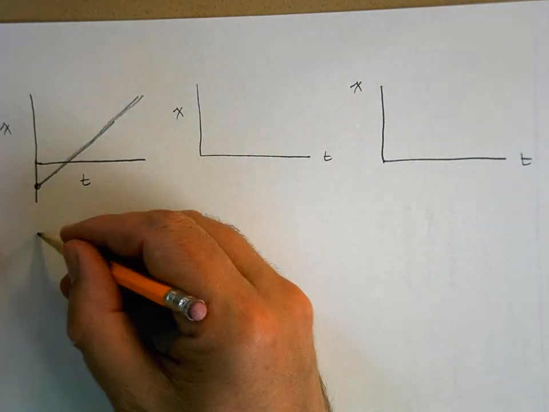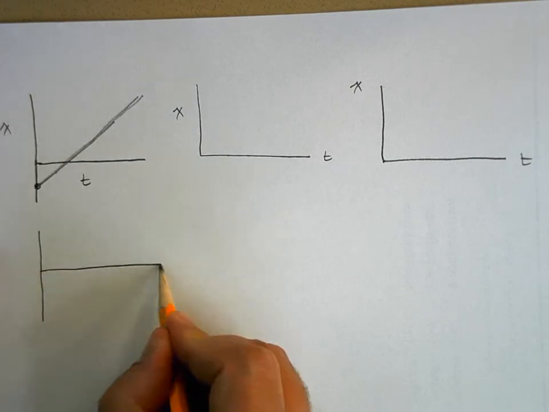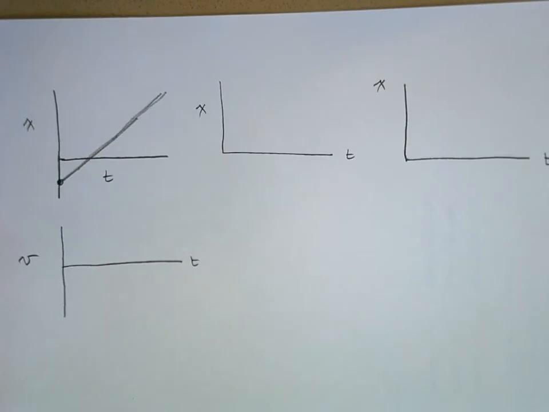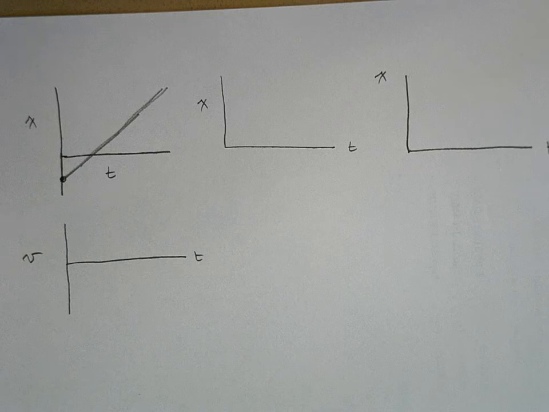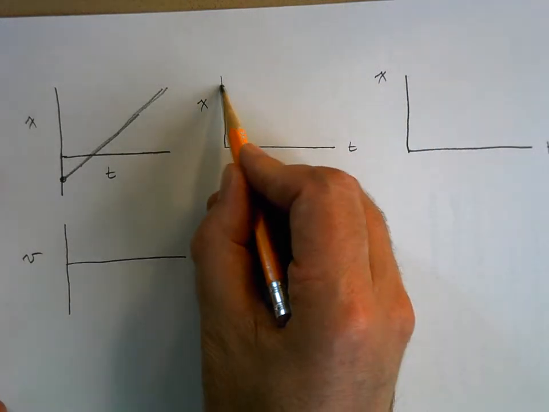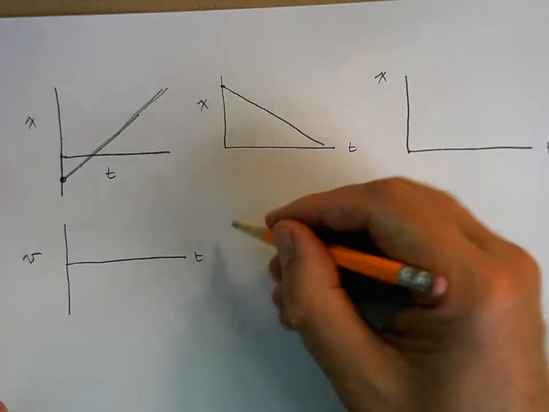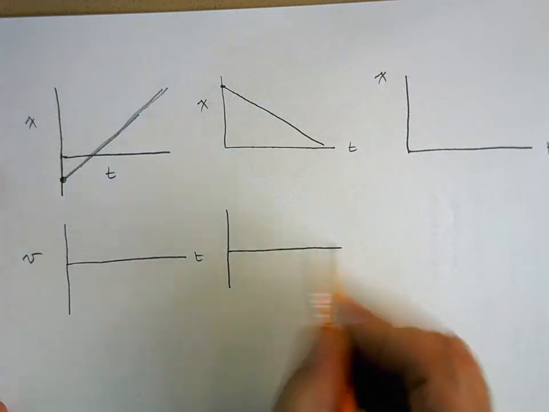Now I'm going to do this when I draw my velocity versus time graph. Sometimes the velocities might be negative, so watch for that. Now this one, I'm going to start up here. I'm going to go down like this. So draw the velocity versus time graph for this.